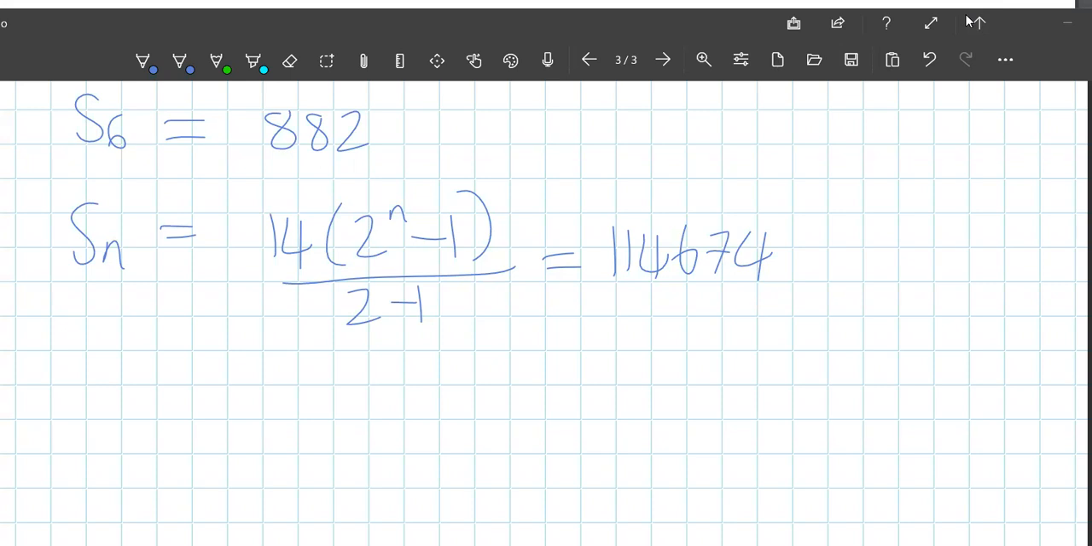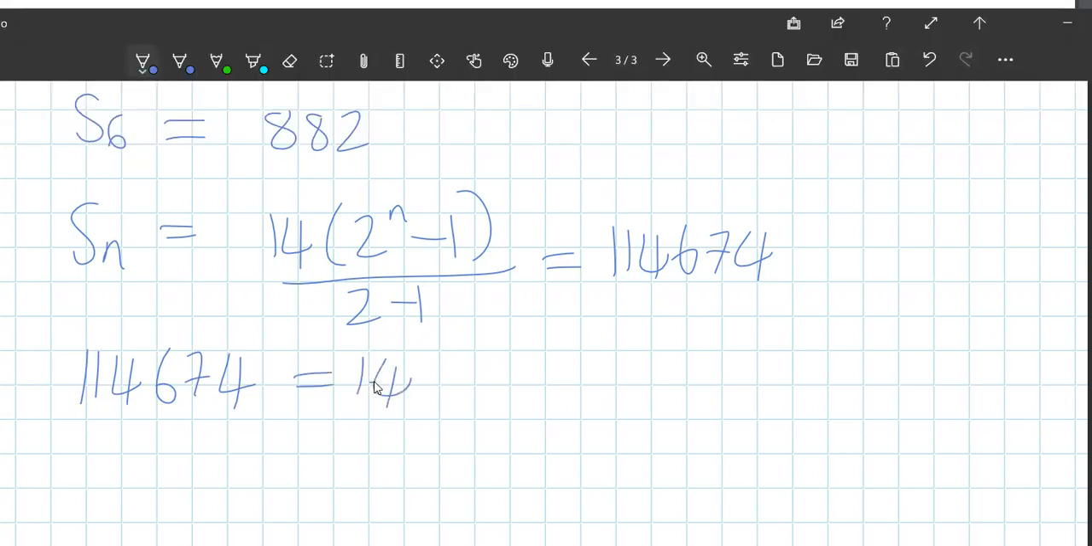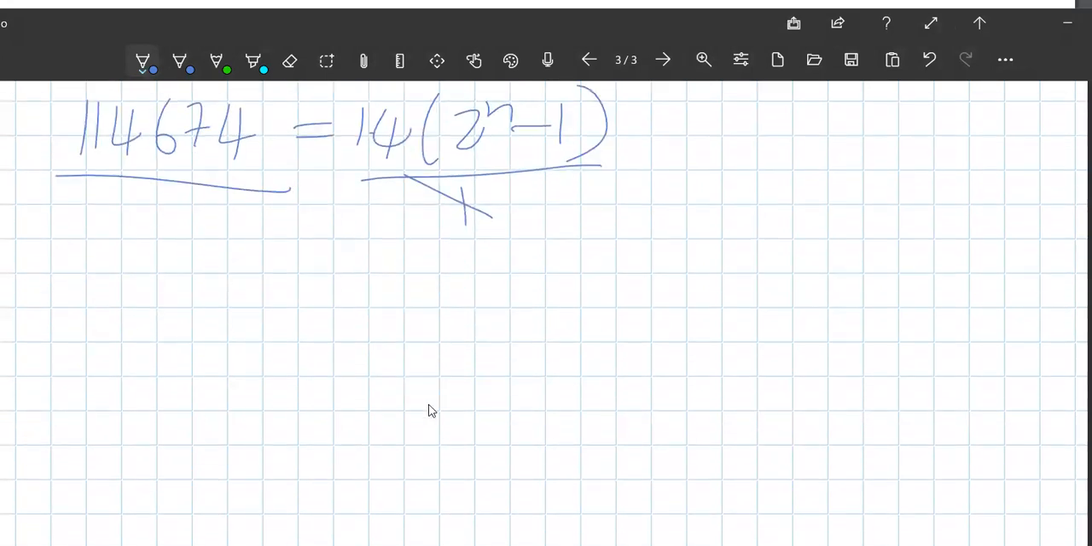I'll quickly just finish this up. 114,674 is equal to 14 times (2^n minus 1) over (2 minus 1). 2 minus 1 is 1, so we can drop that straight away. 114,674, divide both sides by 14. Nice number: 8191. That is 114,674 divided by 14.